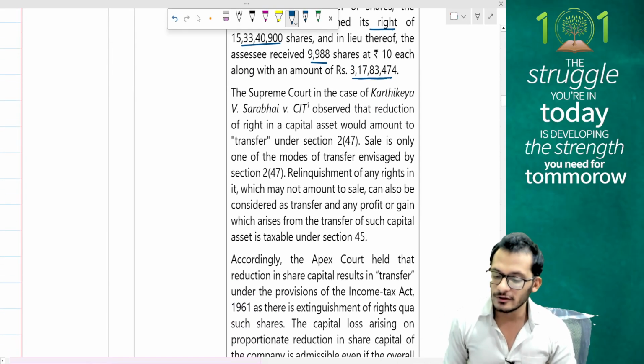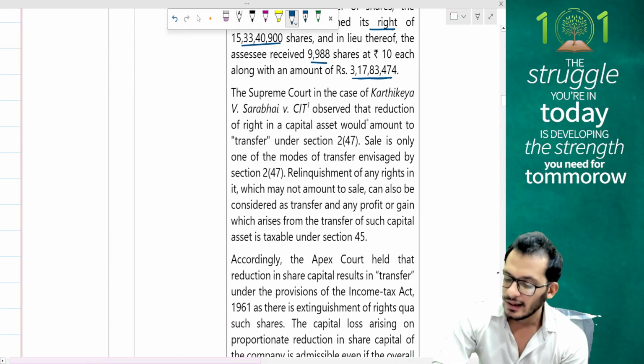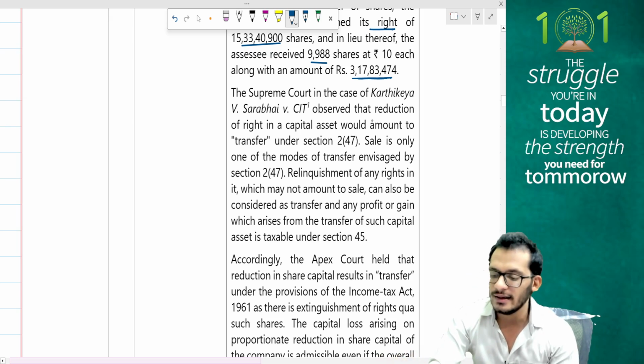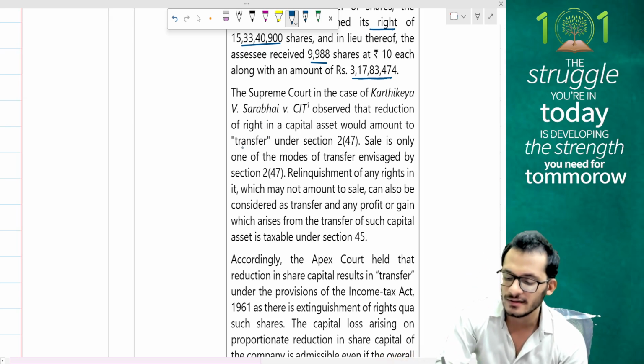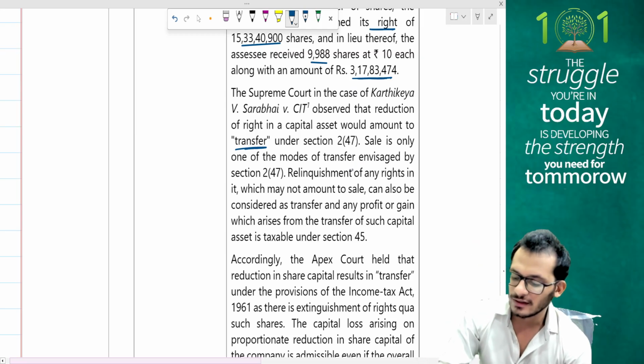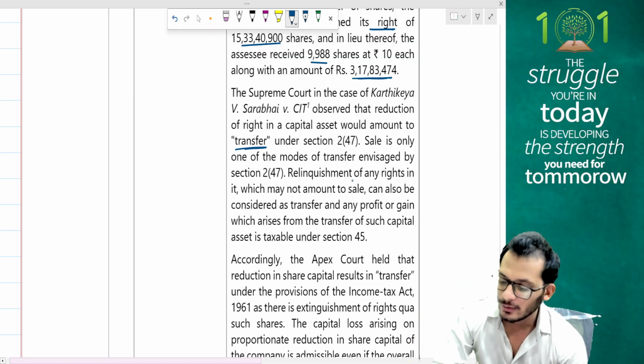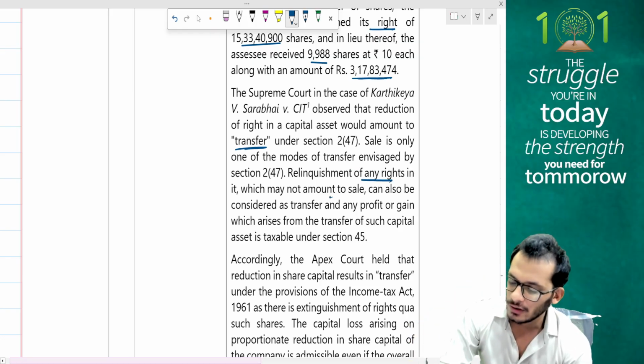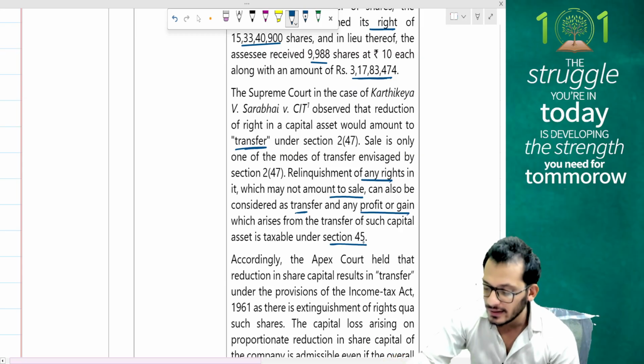The Supreme Court in the case of Kartikeya V Sarabhai versus CIT has observed that reduction of right in a capital asset is a transfer under section 2(47). Sale is only one of the modes of transfer envisaged under 2(47). Relinquishment of any rights in it, which may not amount to sale, can also be considered as transfer, and any profits and gains from such transfer will also be taxable under capital gains.